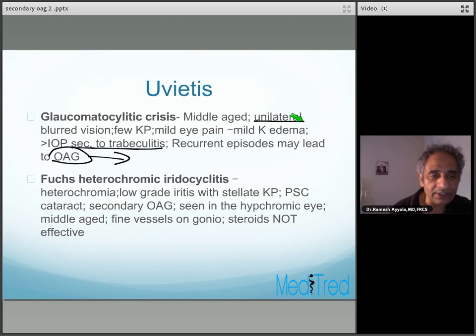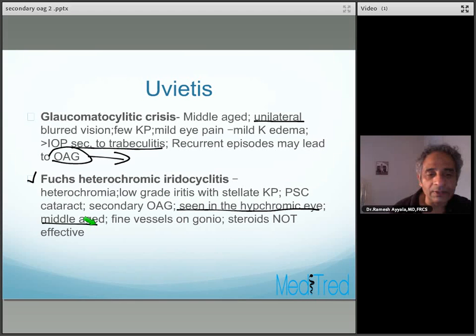And then the next condition that you need to be aware of, again rarely seen but frequently asked in your boards, is Fuchs heterochromic iridocyclitis, which is associated with heterochromia, i.e. discoloration of the iris compared to the other eye, low-grade iritis with stellate KPs, PSC cataract, and secondary open-angle glaucoma. This glaucoma is usually seen in the hypochromic eye, or the eye with less coloration. It's typically seen in middle-aged people.